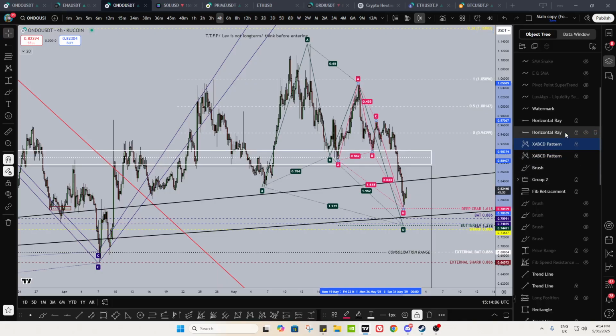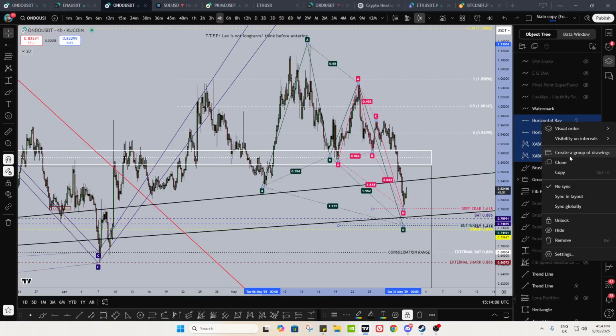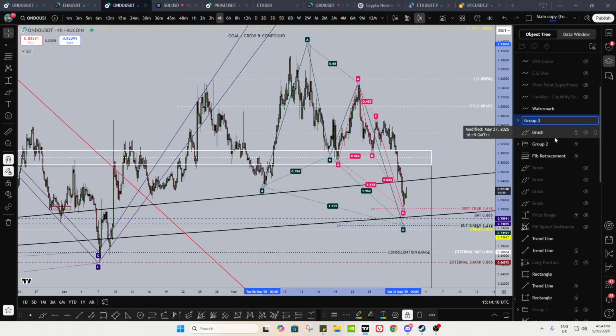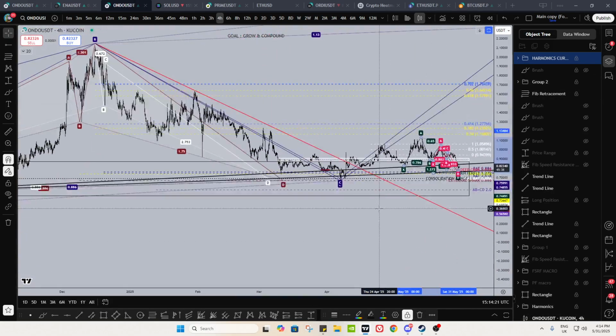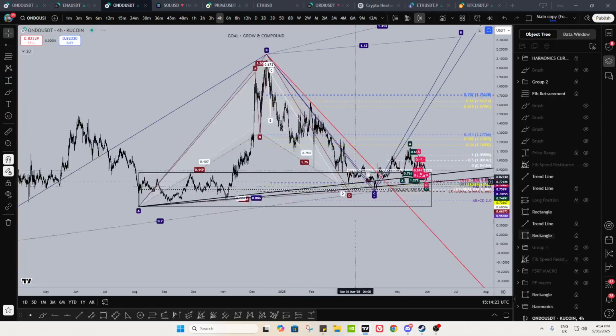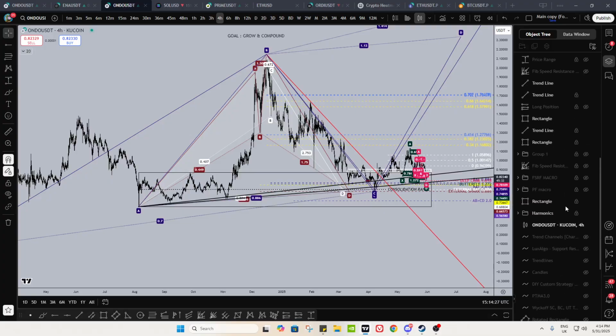There. So again, we have more harmonics, right? So I'm going to create a group with this, and I'm going to call them current, brush, whatever. Group 2 is the wave structures back to the upside. Yeah, so as long as the 86 is held on the macro, we're good. So we can turn group 2 off here.